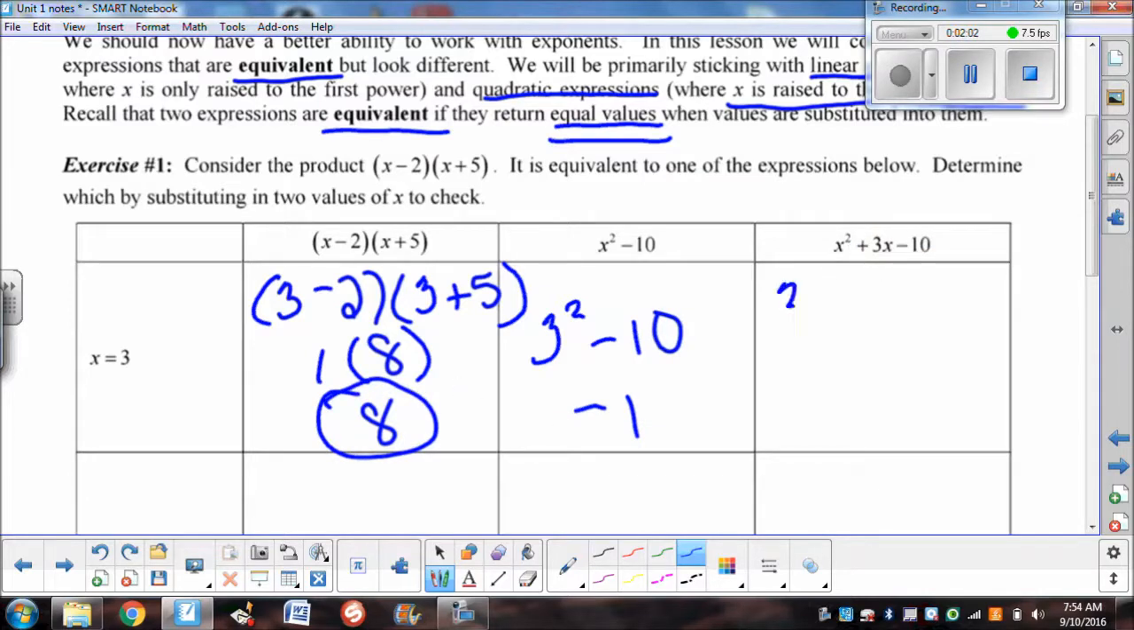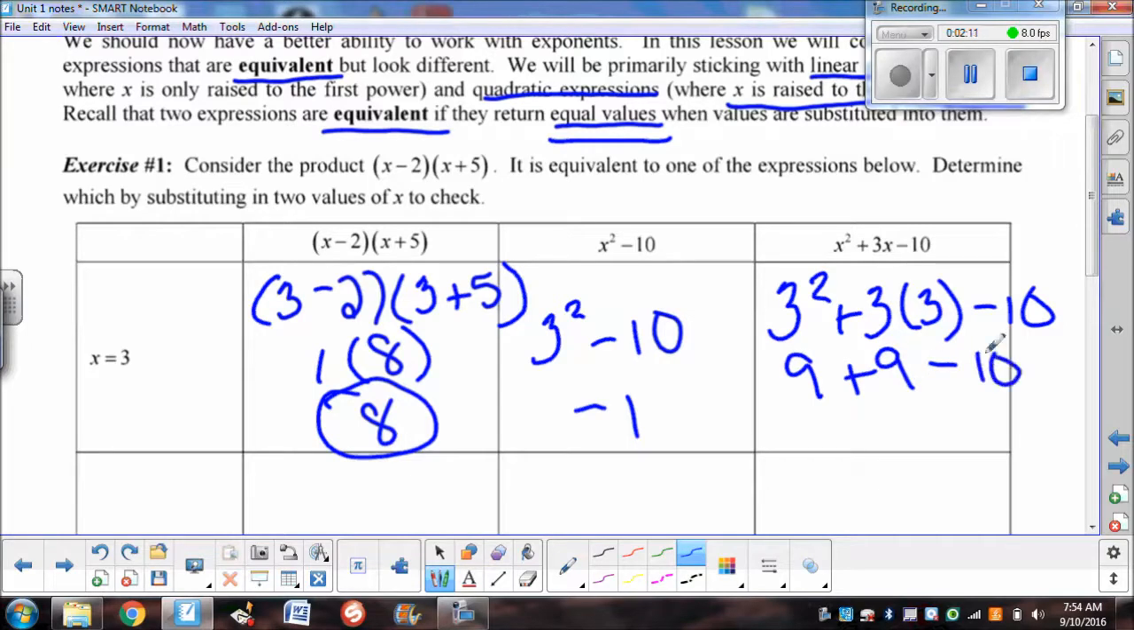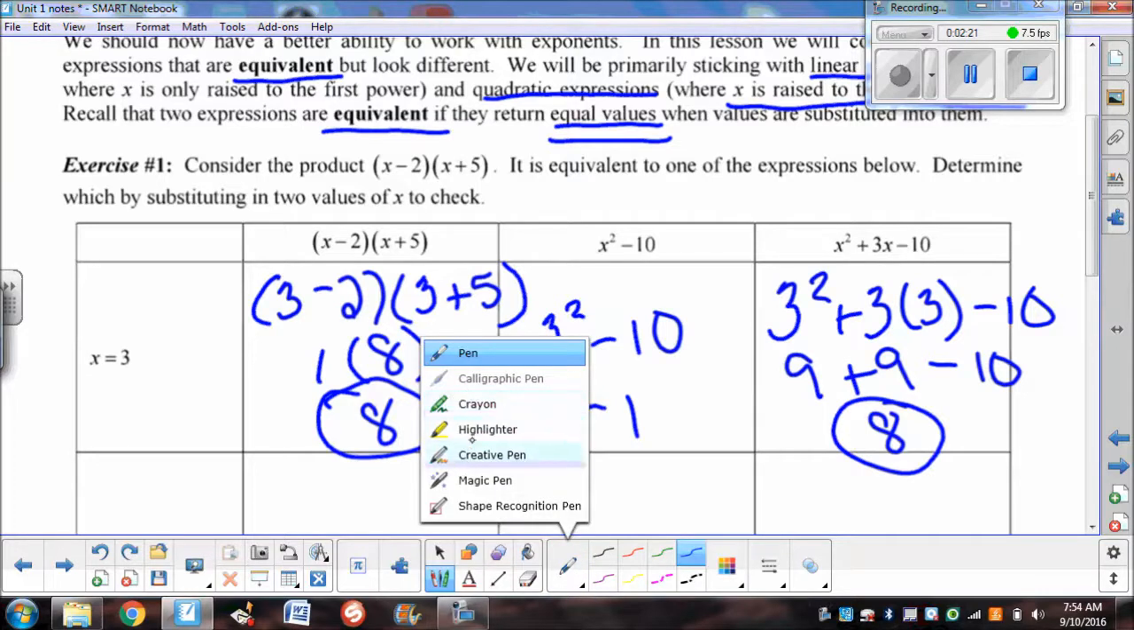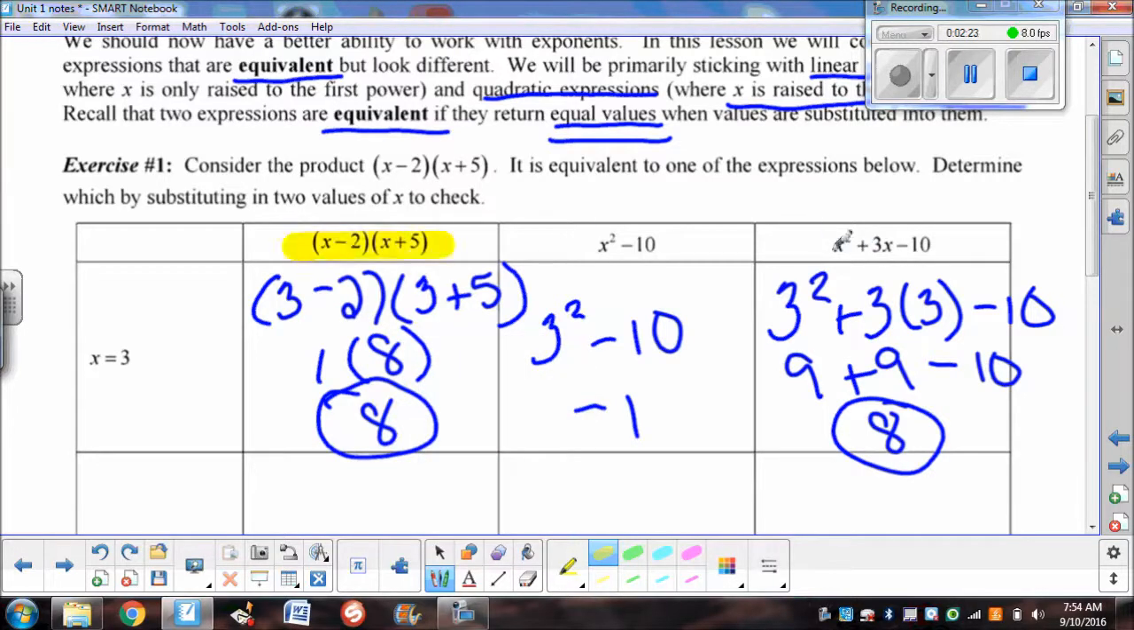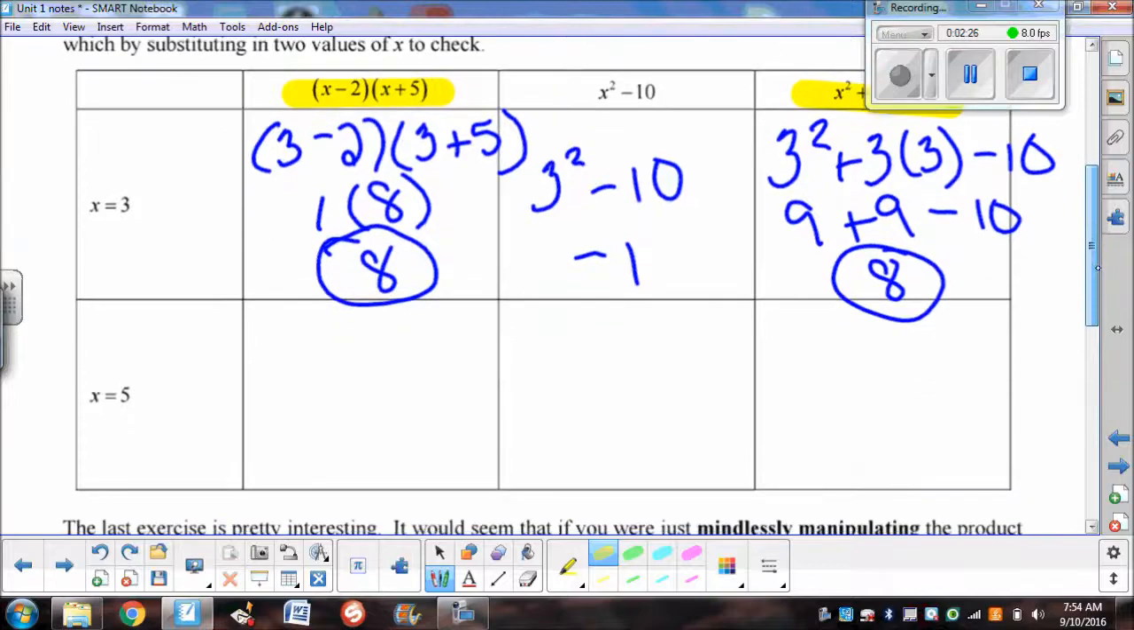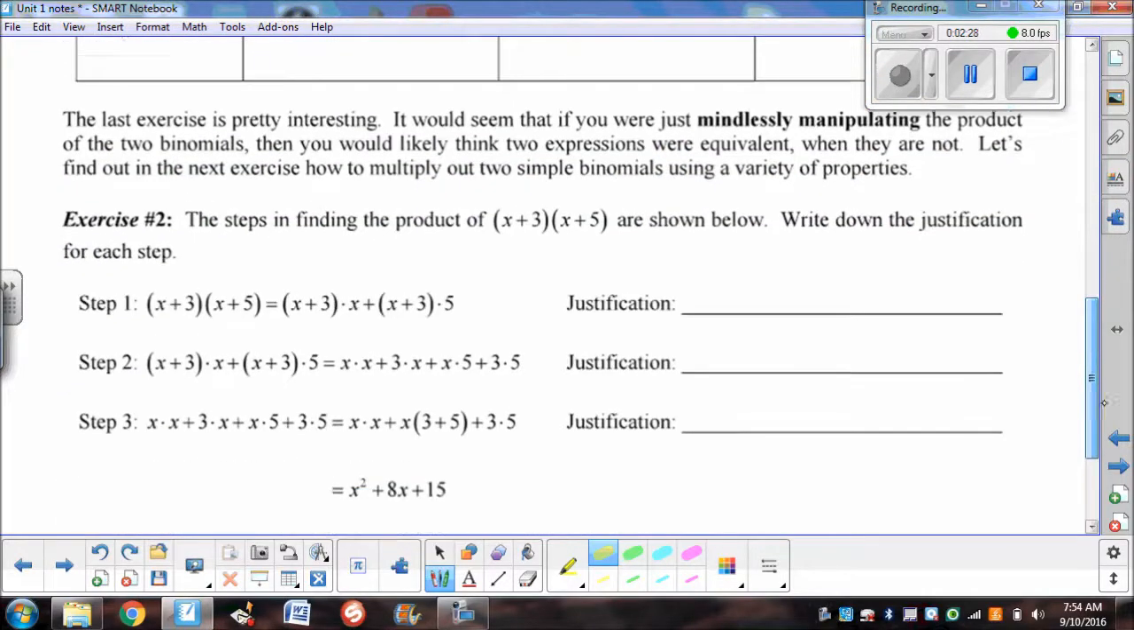So let's see if this one produces an 8. x squared plus 3 times 3 minus 10, and we get 9 plus 9 minus 10. 18 minus 10 gives us 8. So our original expression is equivalent to the trinomial. Okay? I'm going to have you do x equals 5.